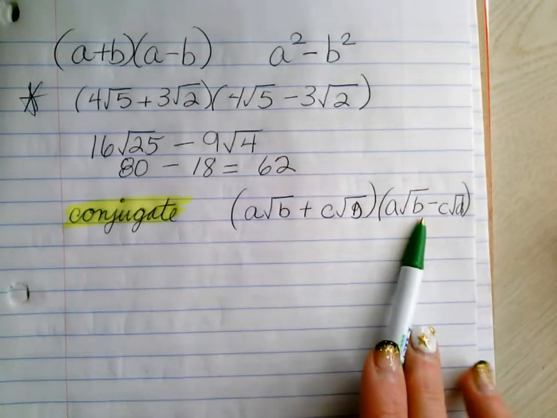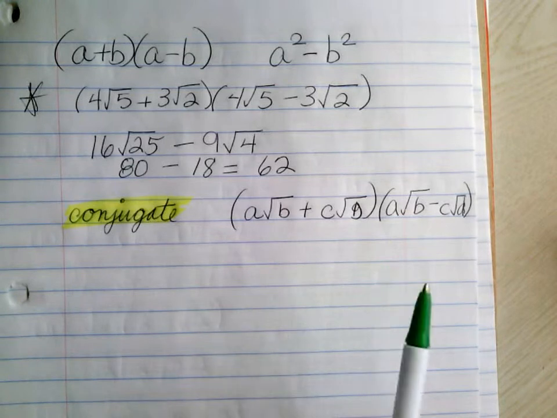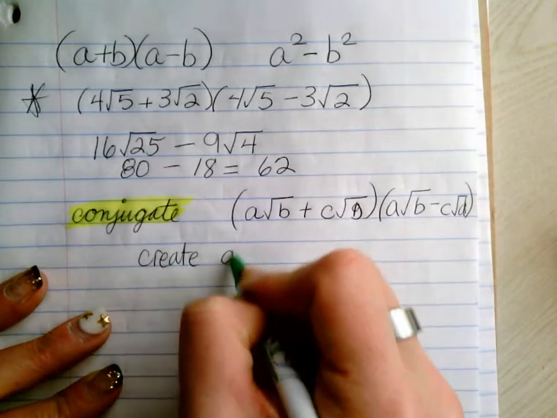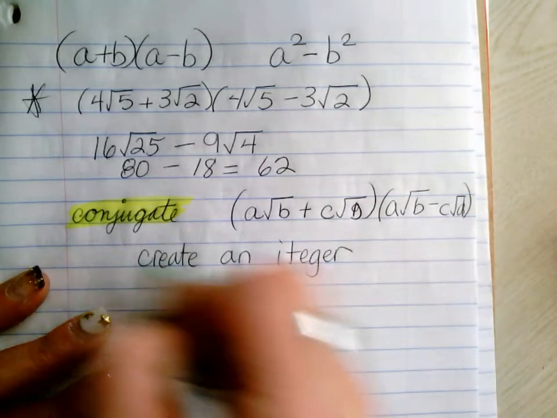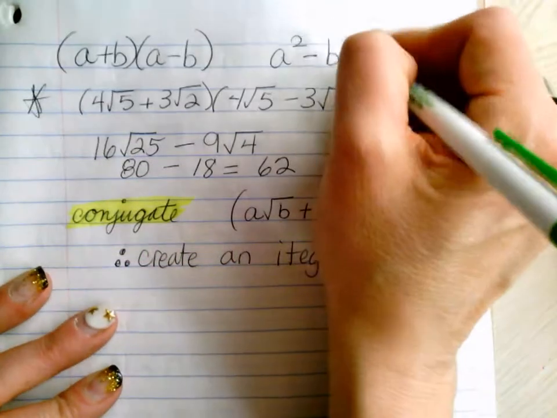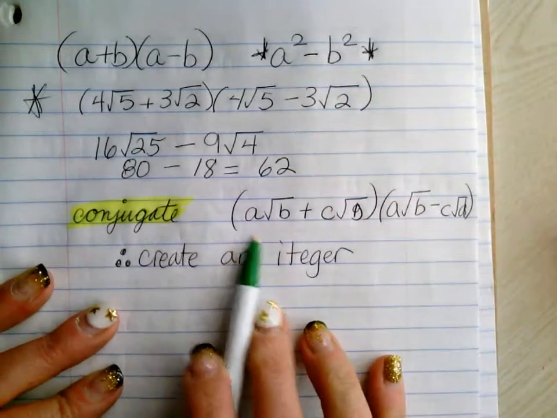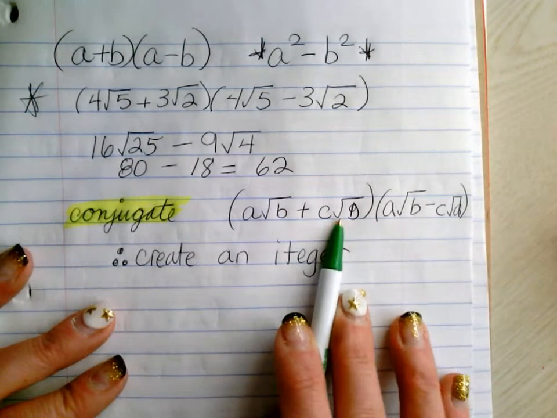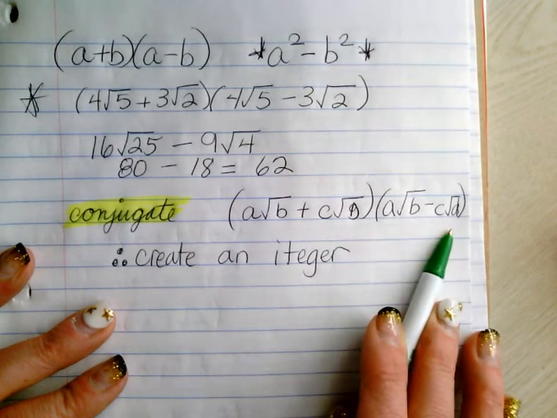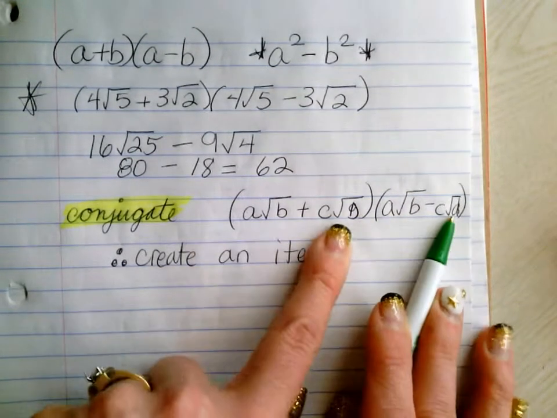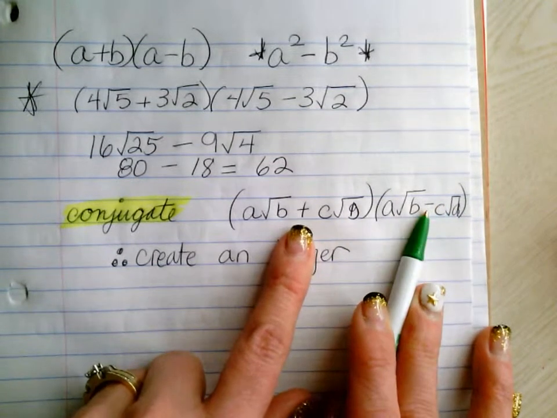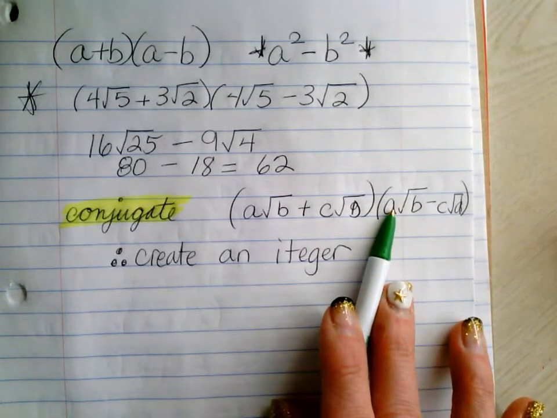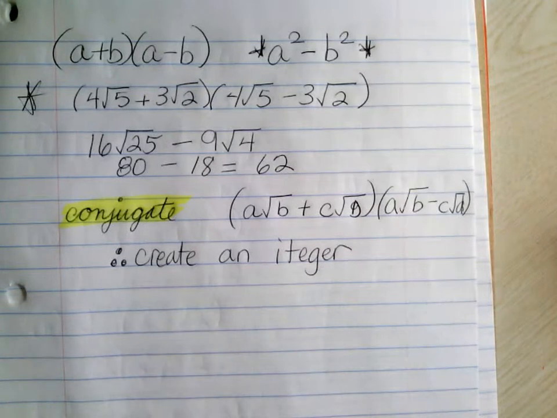Two different signs. Now, what a conjugate does is create an integer every time. So if you multiply anything that looks like this, translated into radicals: something radical plus something radical, same radical minus same radical. The A position matches, the B position matches, separated by opposite signs. Whenever you have this situation and you're told to simplify it, the end result is going to be a number.